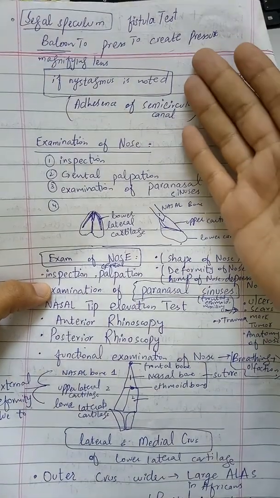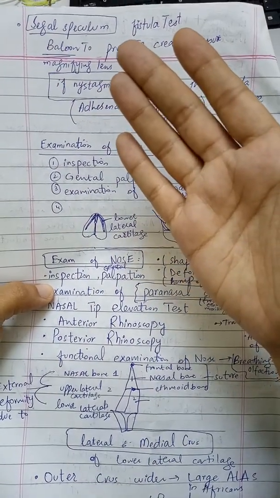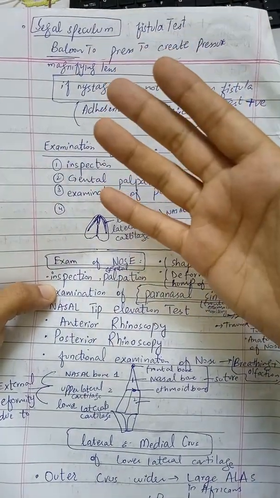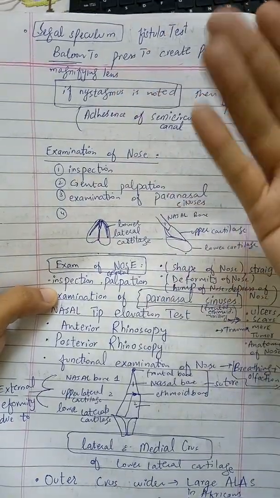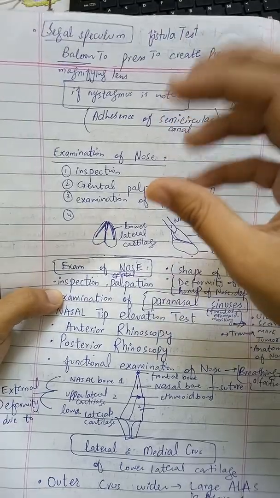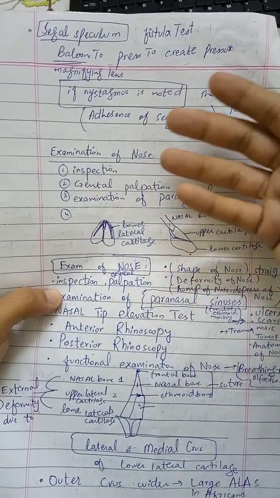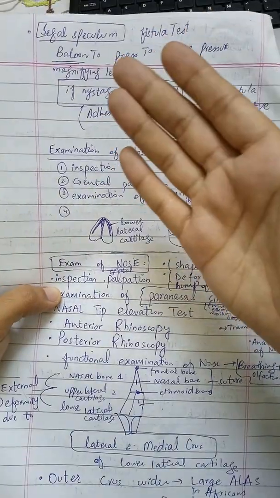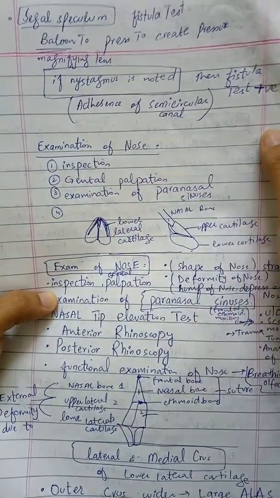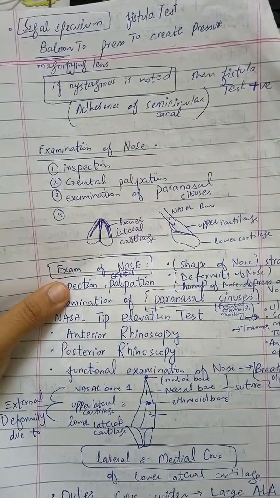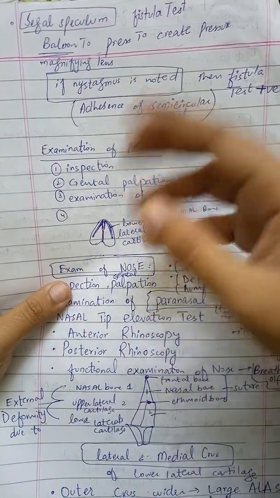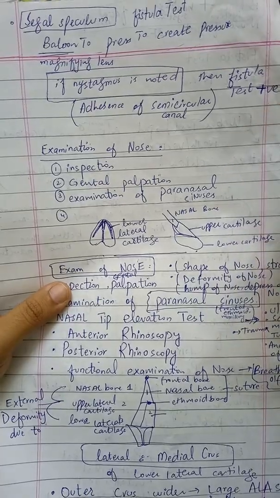And then to perform the fistula test, we use the Siegle speculum, the Siegle pneumatic otoscope, in which there is first a balloon, then the connecting tube, then a magnifying lens, and in front the speculum. This Siegle speculum is shown in another video on my other channel. You can see it by searching the ENT instruments on the Dua Nadeem channel. And here are the balloon to create the pressure and the magnifying lens.